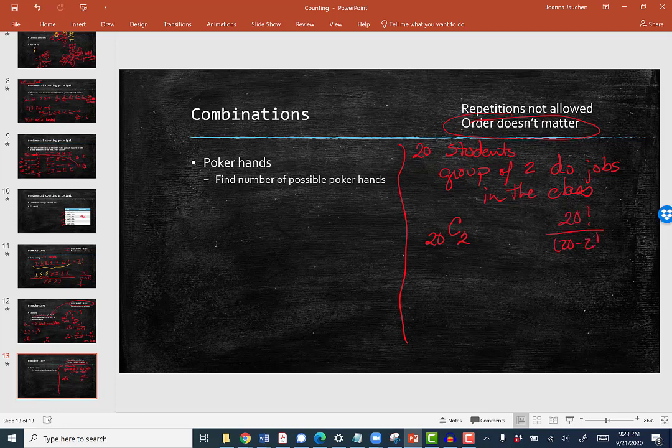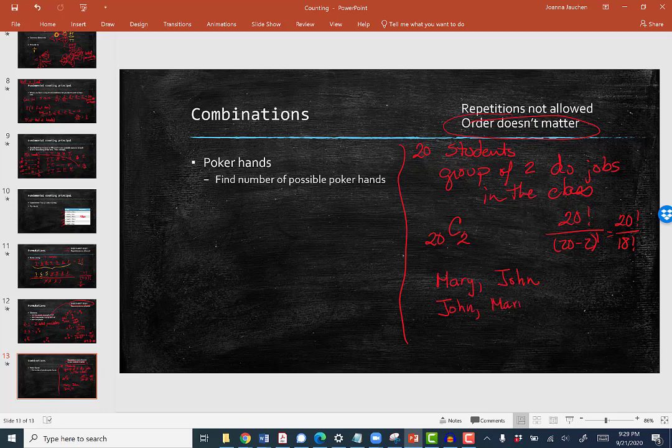If I was going to calculate permutations, I would do 20 factorial over 20 minus 2 factorial, and that's 20 factorial over 18 factorial. It would be 20 times 19, which is like 380.